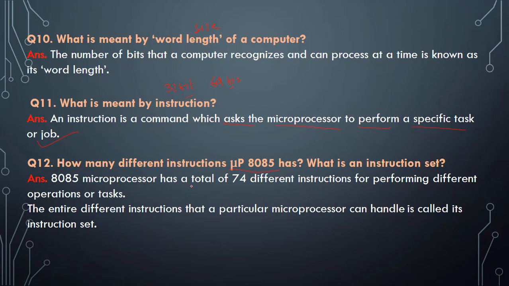The 8085 microprocessor has a total of 74 different instructions for performing different operations or tasks. So 8085 has 74 different instructions. The entire set of different instructions that a particular microprocessor can handle is called an instruction set. That means all the instructions that can be handled by a microprocessor is called the instruction set of this particular microprocessor.